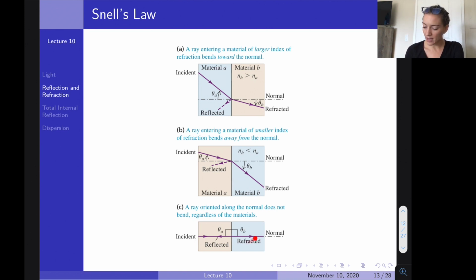If your ray now comes in exactly along the perpendicular, so it makes a 0-degree angle with the perpendicular line to the material here, it will not get refracted at all. It will just go straight through the material, along that straight line.